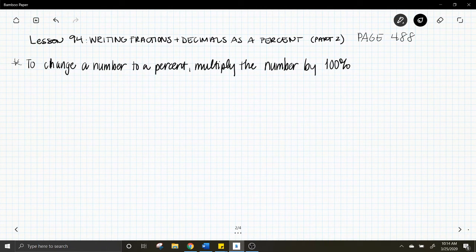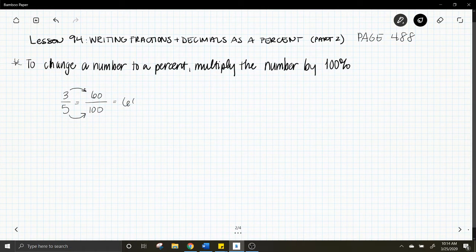They walk through a few different examples, and we ourselves are going to do a couple different examples because we've learned to change numbers to percents in different ways. One way was to make it an equivalent fraction with a denominator of 100. What did we do to get from 5 to 100? We multiplied by 20. So let's do that to our numerator. 60 over 100 can be written as 60%. That's one of the first ways we learned to change a fraction or decimal to a percent.